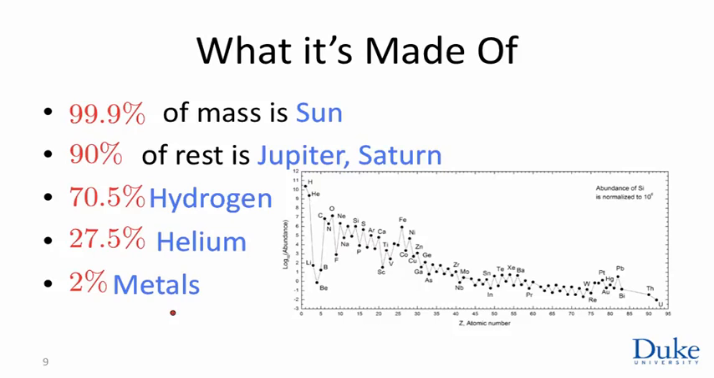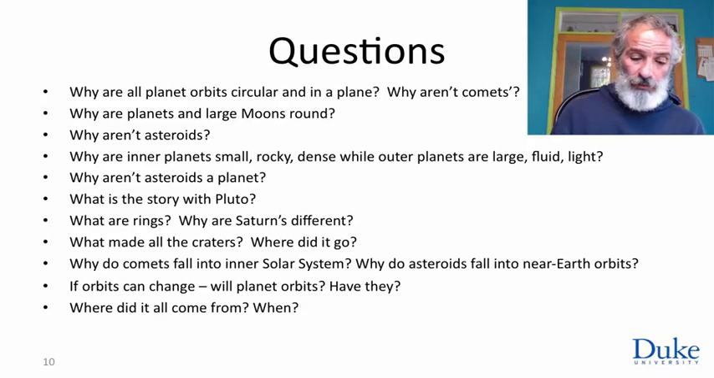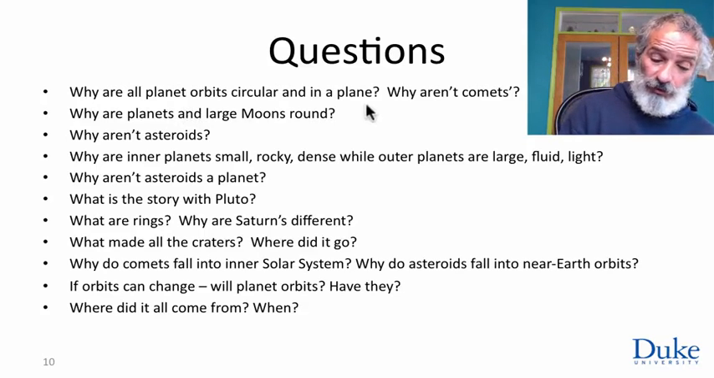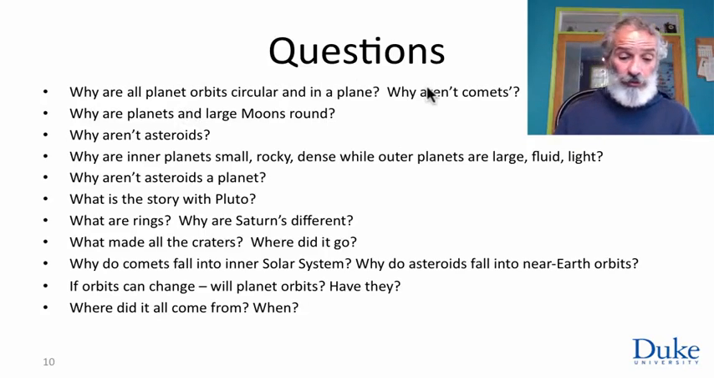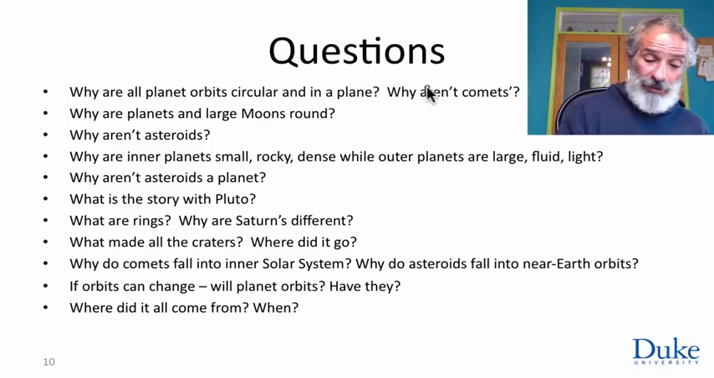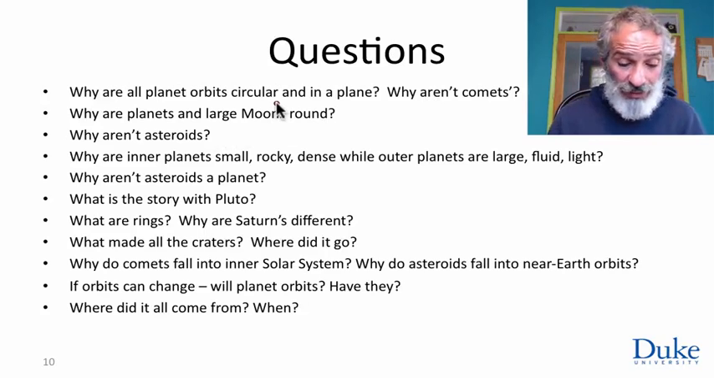That's our quick survey. This raises many questions. I've listed some of them here, and we'll try to see how many of them we can answer and how many more we can raise as we get into more detail. Why are all the planet orbits circular? Why are they all in a plane? Why are the comet orbits neither circular nor in a plane? Why are all the planets and the large moons spherical objects? And if so, why are the asteroids not?